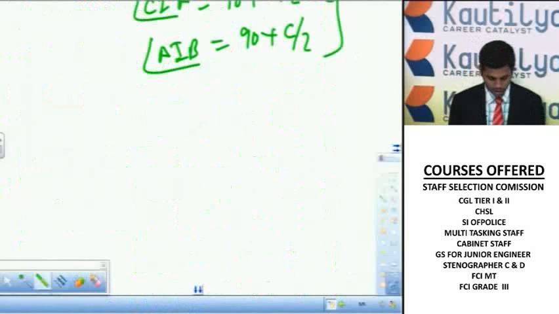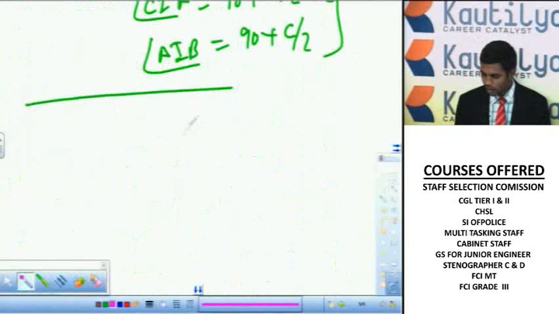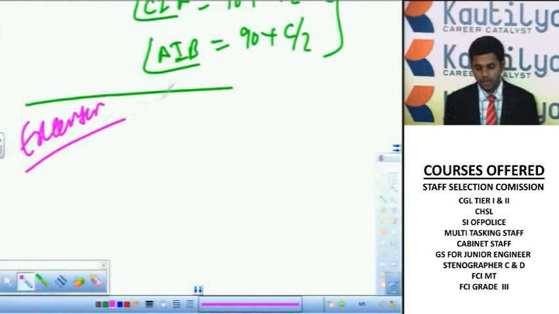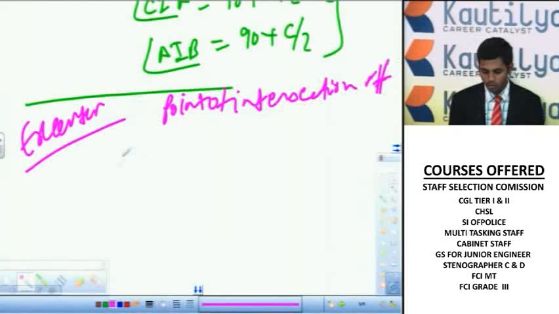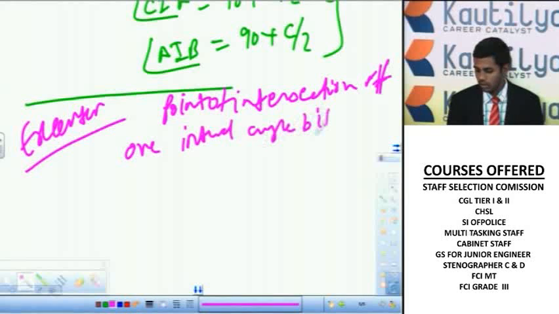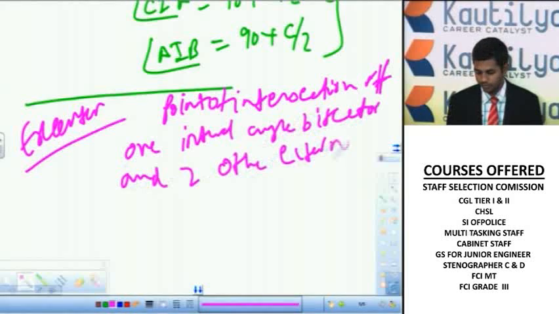coming to the next geometric center, that is the excenter. The excenter is formed by the point of intersection of one internal angle bisector and two other external angle bisectors.